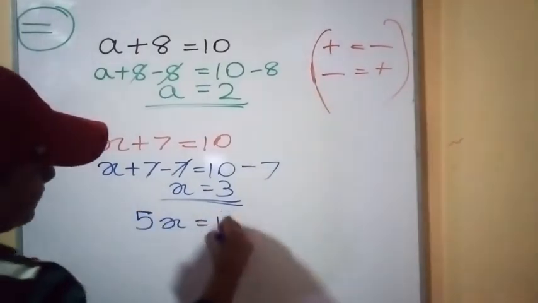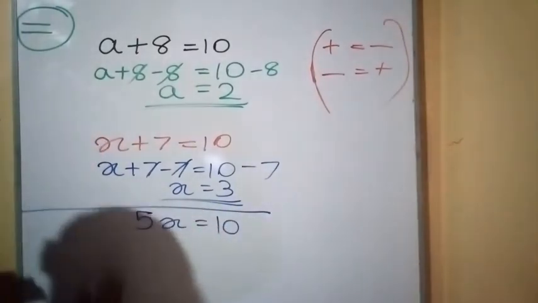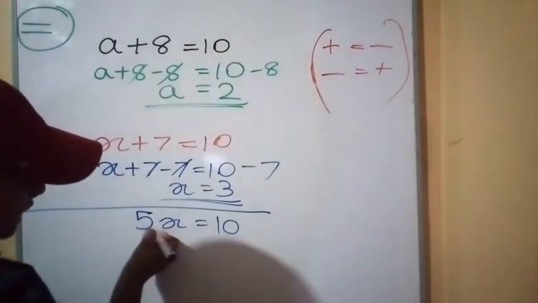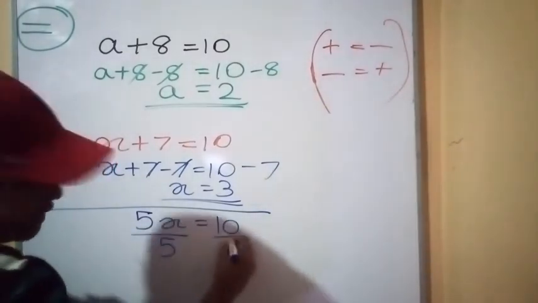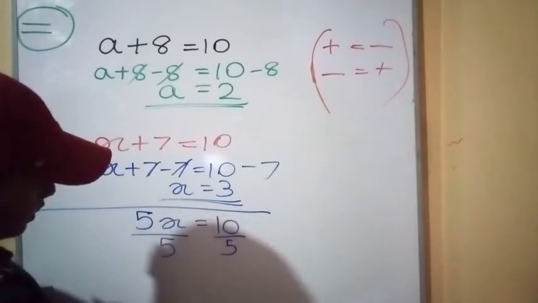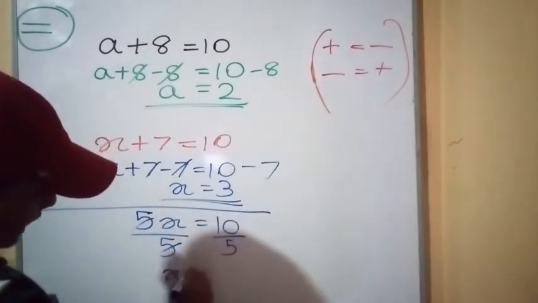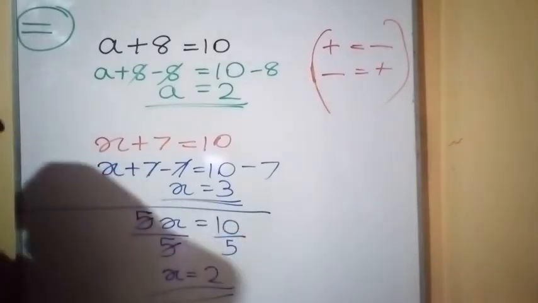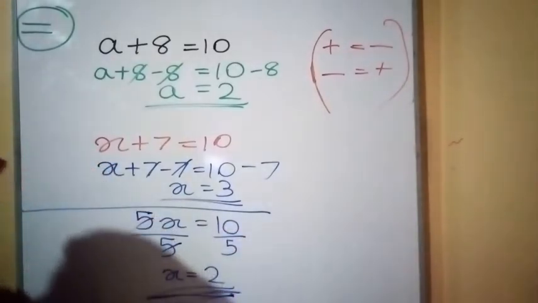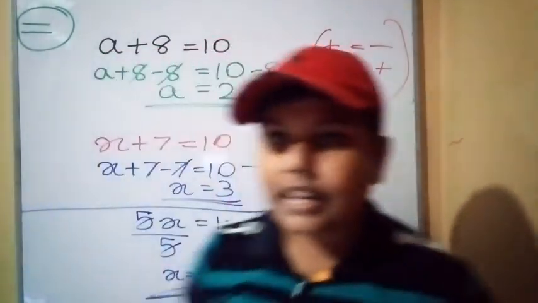Now here is another one. 5x is 10. Both sides divide by 5. The 5 cancels with the 5, and what remains is x equals 2. Like that. These are very easy ones for grade 7, grade 8 also.